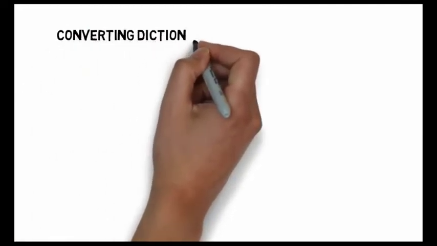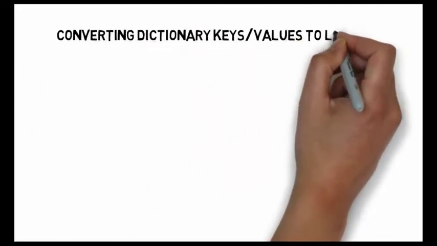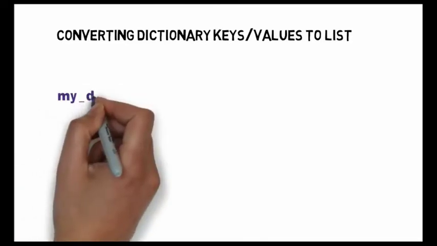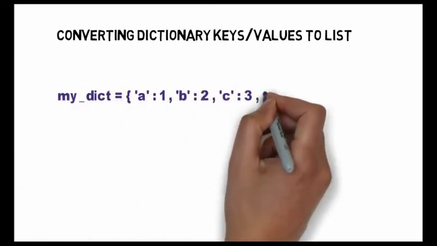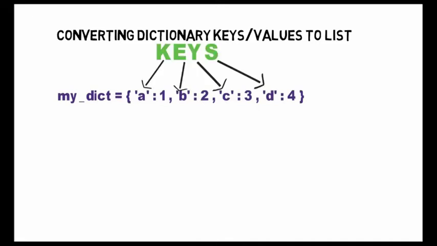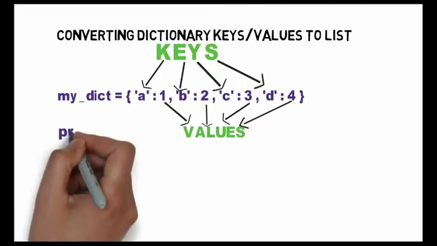Next, we will convert the dictionary key or value to list. Let's declare a dictionary with key and value pairs. A, B, C, D are the keys and 1, 2, 3, 4 are their respective values. Let's print the dictionary.